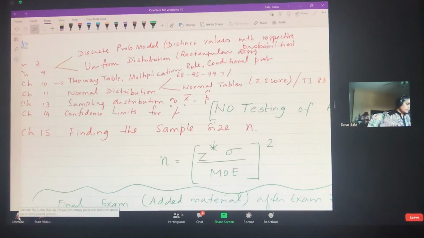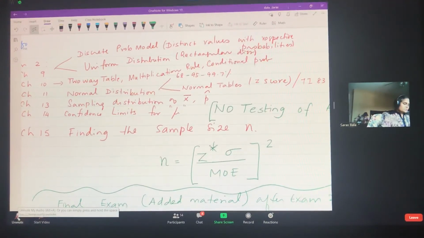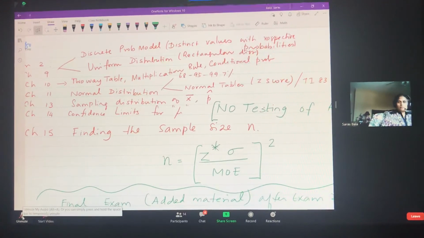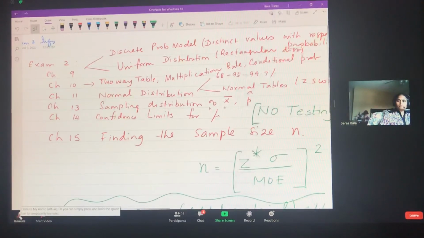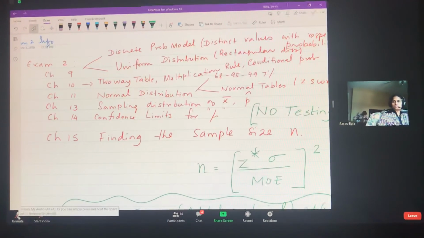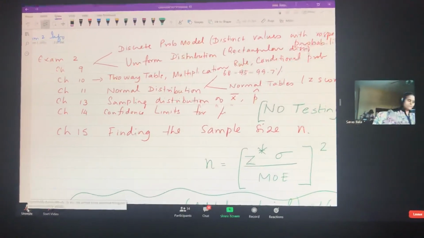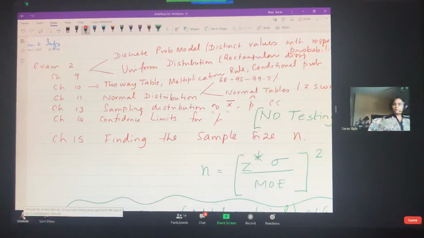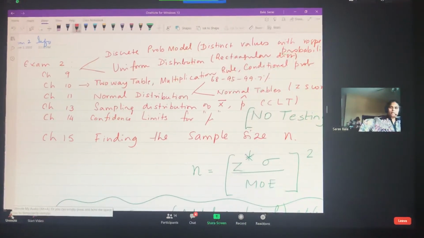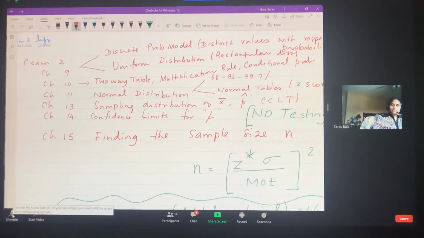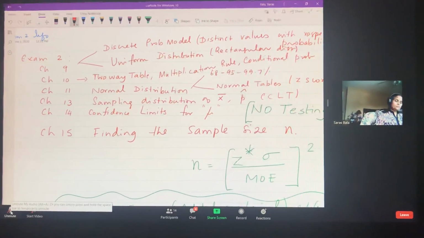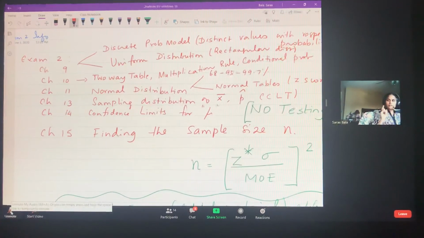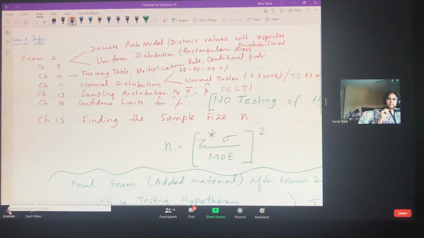And then Chapter 13, which is the sampling distribution of X bar, and then the sample proportion, which is the P hat. You know the central limit theorem. So the central limit theorem for the quantitative variable and the qualitative variable, and the confidence limits for mu. No testing of hypothesis. I'm not including the testing of hypothesis.